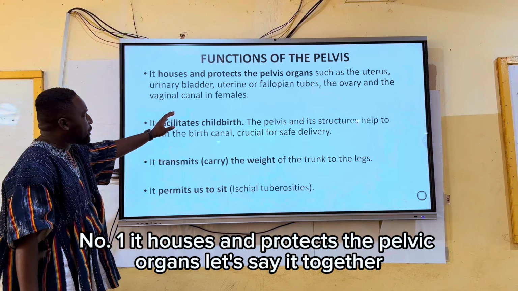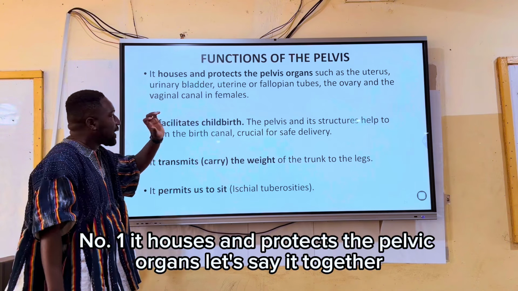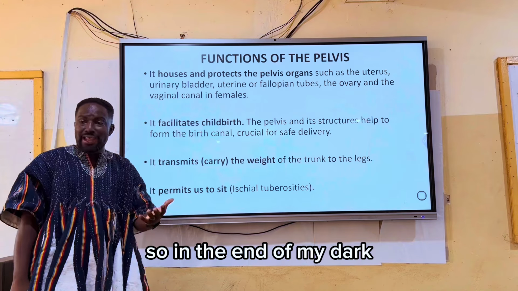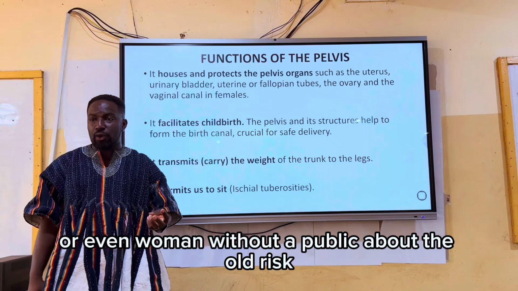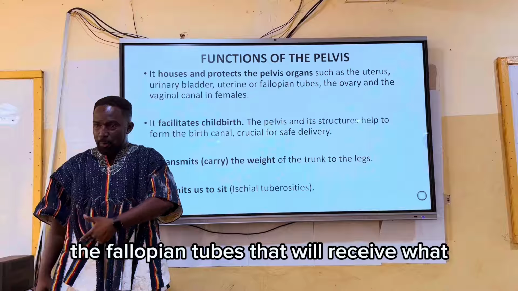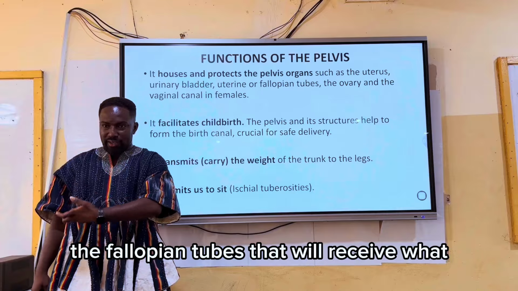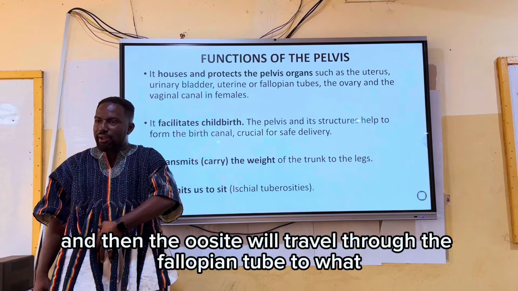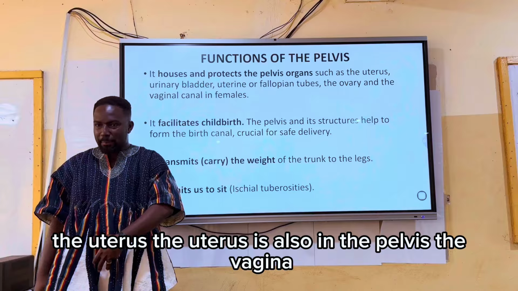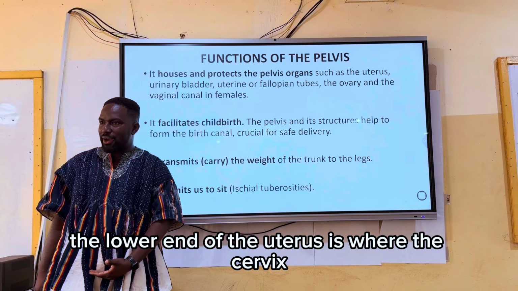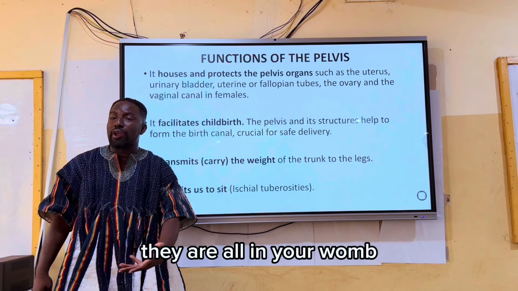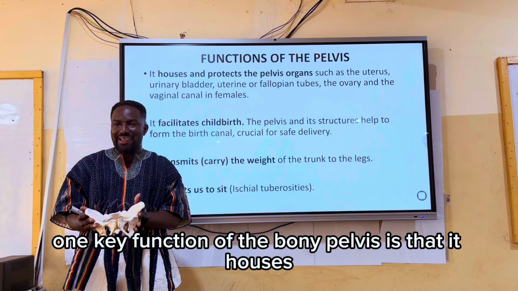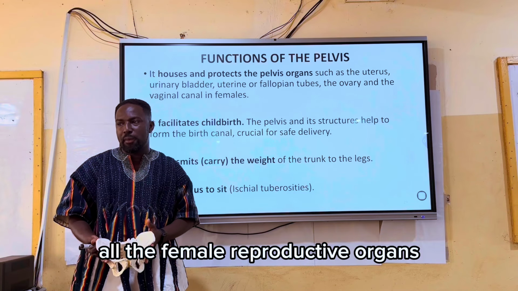So generally, what are the general functions of the pelvis? Number one, it houses and protects the pelvic organs. In women, the pelvic organs are the ovaries, the fallopian tubes that will receive the oocyte during ovulation, and then the oocyte will travel through the fallopian tube to the uterus. The uterus is also in the pelvis, the vagina, and the lower end of the uterus, the cervix. They are all in your pelvis.